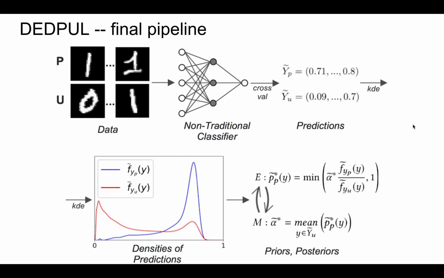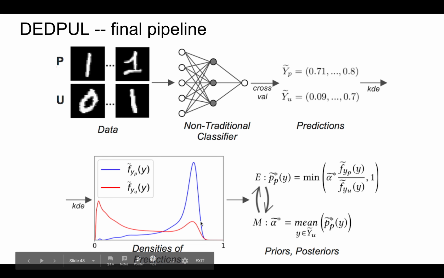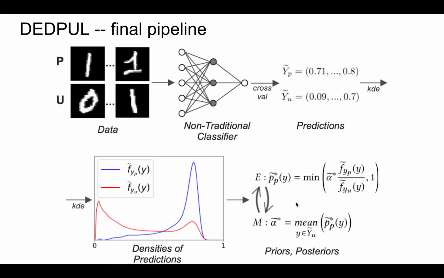So here's the pipeline then. We have seen this. We put data into the non-traditional classifier, receive predictions, estimate densities, and then we alternate between two steps. First, the Bayes rule, and second, the estimation of alpha as average posteriors. We go back and forth until we converge. And we obtain both posteriors and alpha, and thus solve the problem.